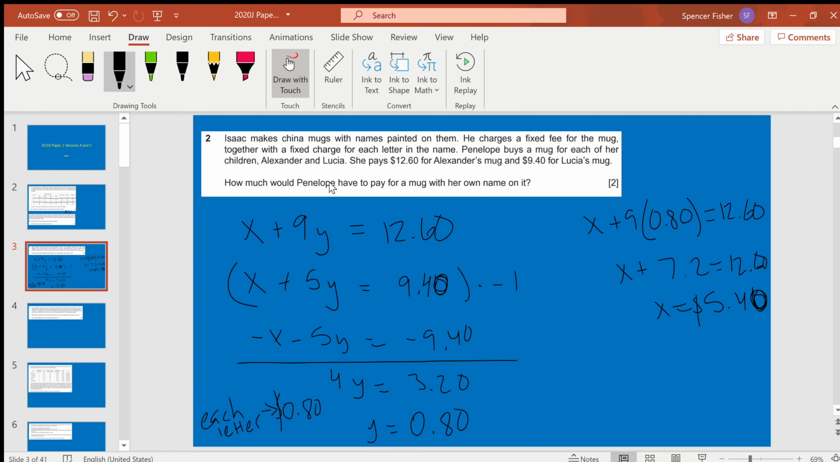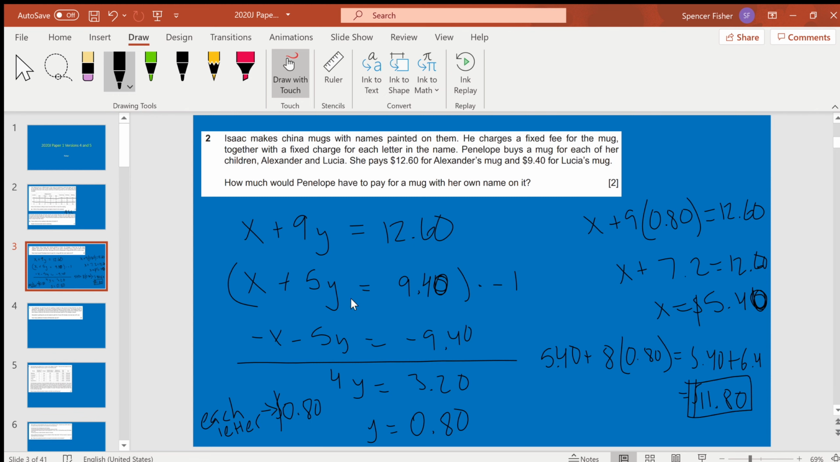So you can do 5.40 plus 8 times the 80 cents, which is 5.40 plus 8 times 80, which is 6.40. And so altogether that's going to be $11.80. Right? That's all you need.